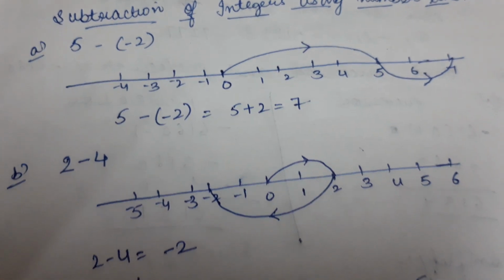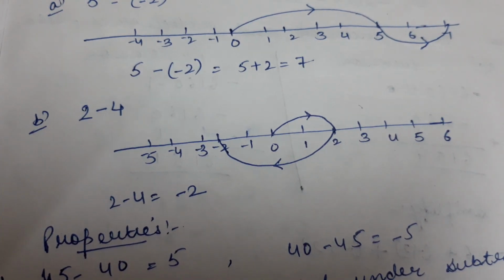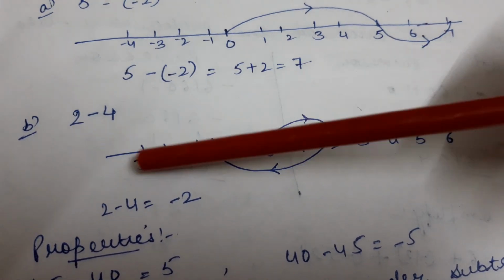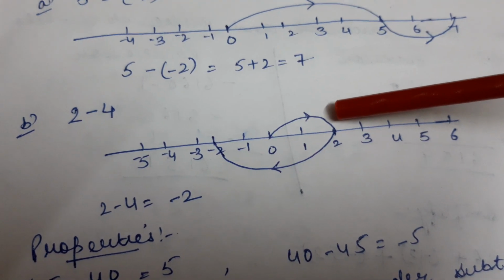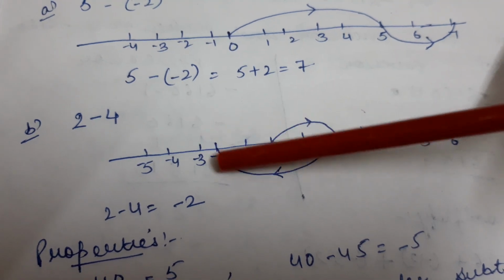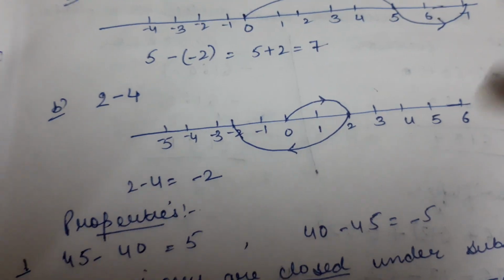The answer is 7. Next is 2 minus 4. So from 0 we have to move to 2. Then minus 4 means we have to move 4 steps in the left direction like this. So the answer is minus 2.